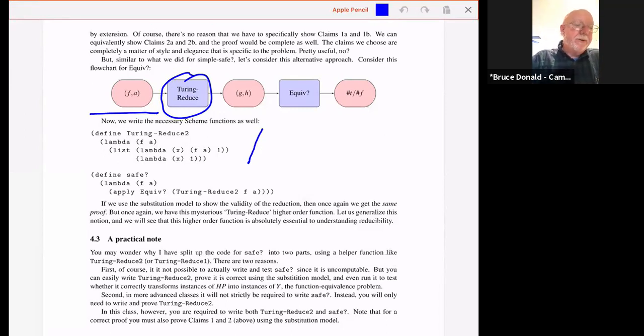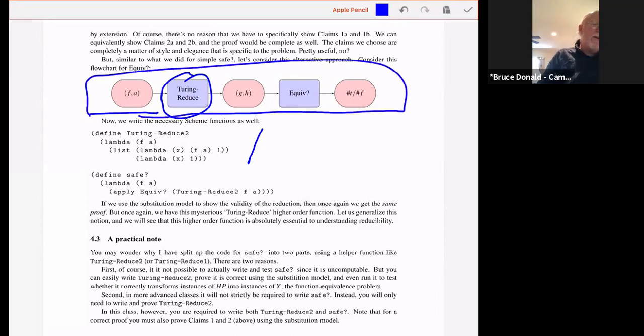So this is an interesting function because, as I've said, taking f comma a, it returns g comma h, where g equals h if and only if f halts on argument a. Then with this under our belt, we can make the compositionality happen. We can make this machine happen by just function composition because we've made the types match up. So in other words, an equiv needs a pair of functions. Turing reduce provides that. The halting problem is a function argument pair. Turing reduce takes that as input. Now we can implement safe, which simply applies an equiv to the result of the transformer. Okay. And that's what we have here.